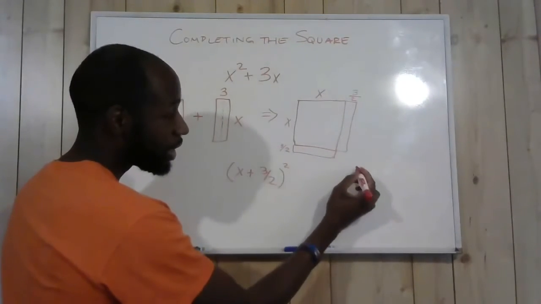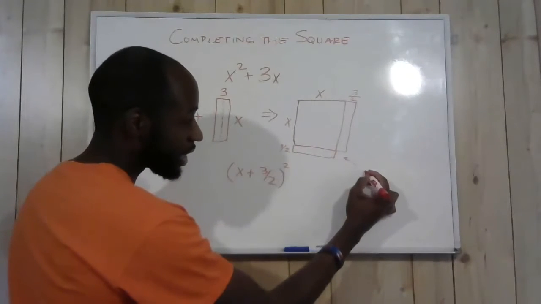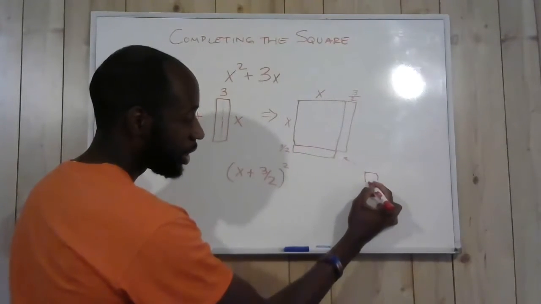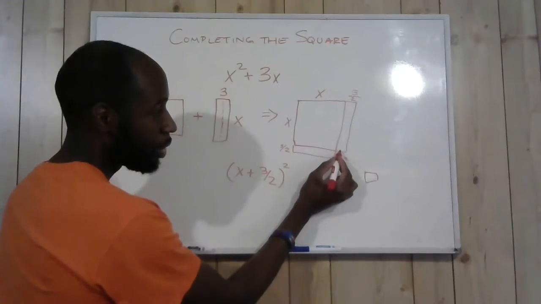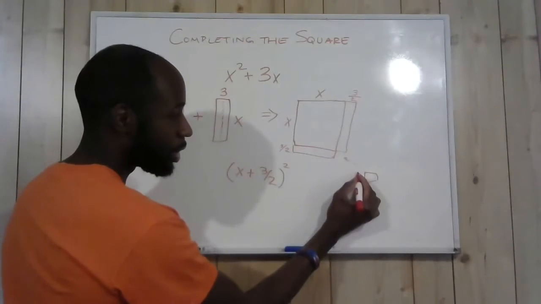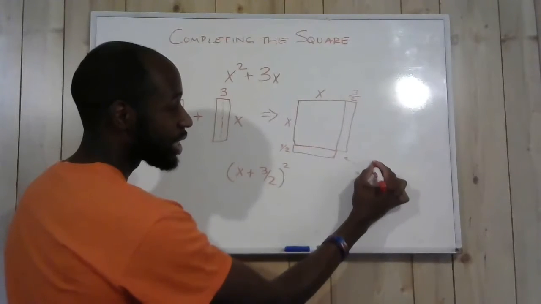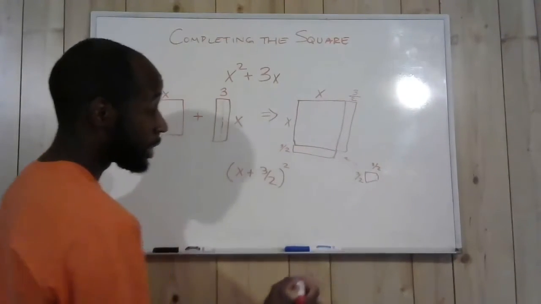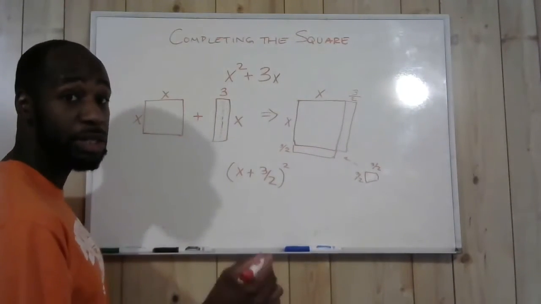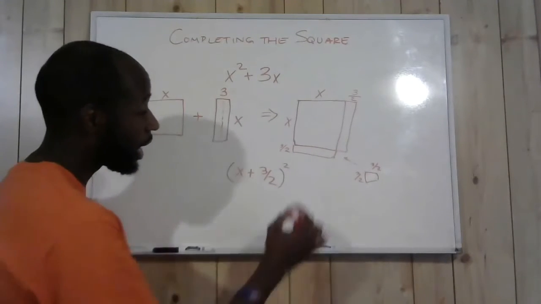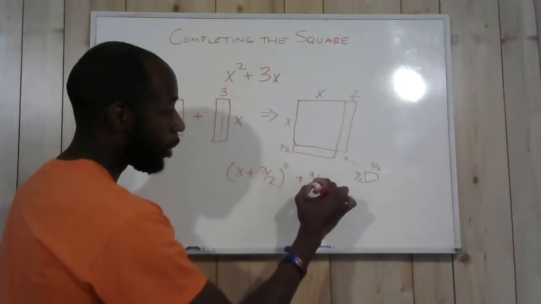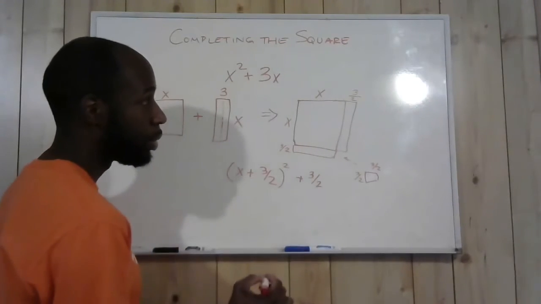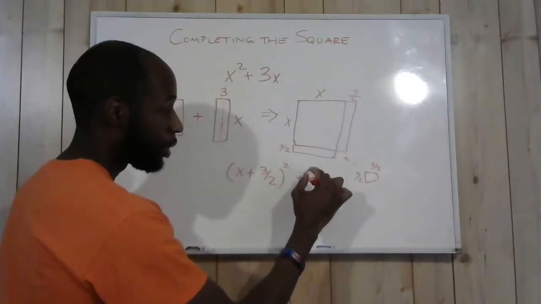Well, all this is a little chunk that is 3 over 2 by 3 over 2. So this length is 3 over 2. This length is 3 over 2. So that means to complete the square, you have to add 3 over 2 squared.